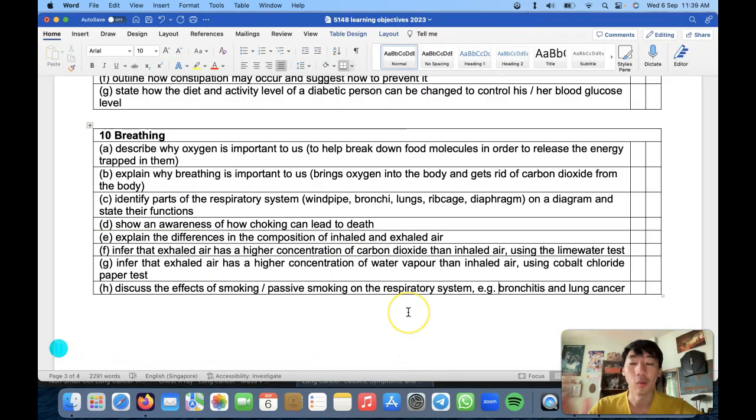So avoid smoking. And not just smoking, passive smoking can also cause the same effects. If you are near a person who's smoking, you breathe in all these toxins, for example, the carbon monoxide, the tar, the ashes, the irritants, the nicotine.